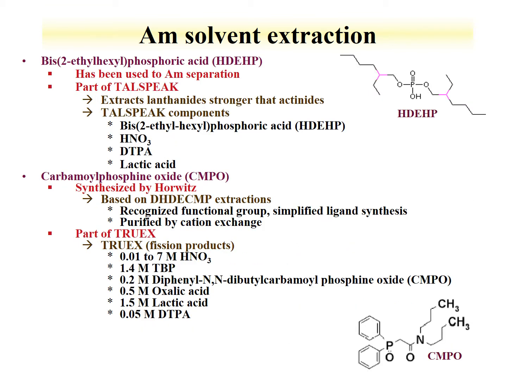Other solvent extractions that are used for americium include HDEHP. This is part of the TALSPEAK process, which you can look up in some links on the separations page, and will be part of the separations presentation. TALSPEAK uses HDEHP, nitric acid, DTPA, and lactic acid.